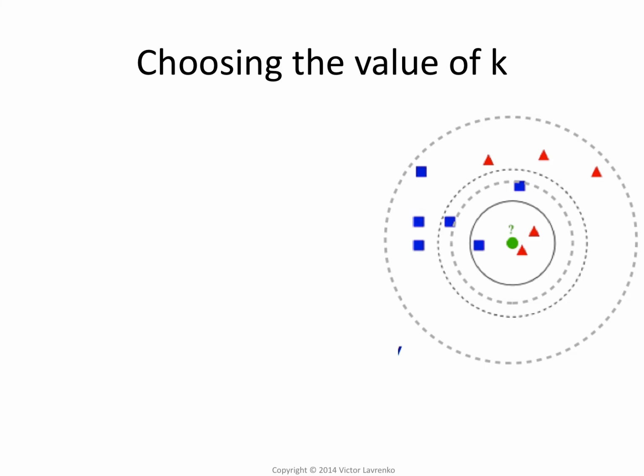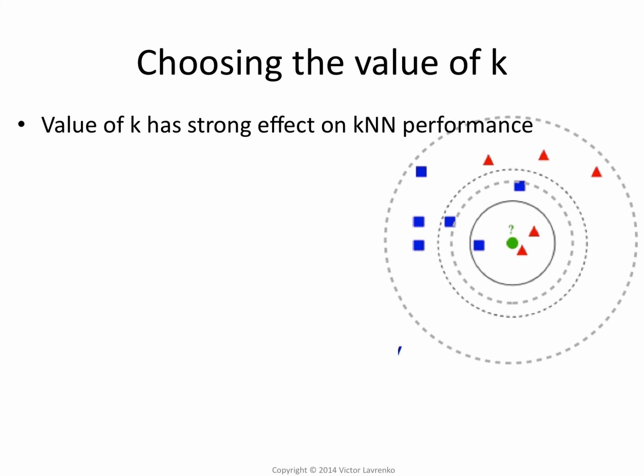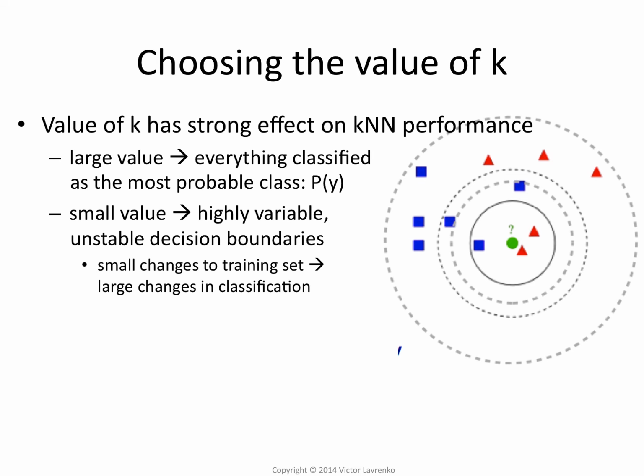So if k is equal to 1, 2, or 3, you will classify it as red. If k is equal to 4 or 5, you will classify it as blue. So as you vary k, your classifications will change, and in general, k has a pretty strong effect on performance. So what happens if you pick small values of k?